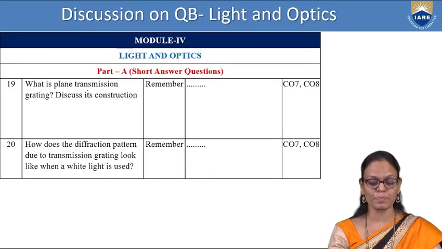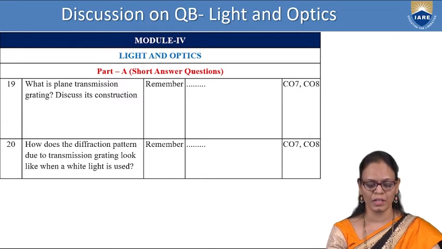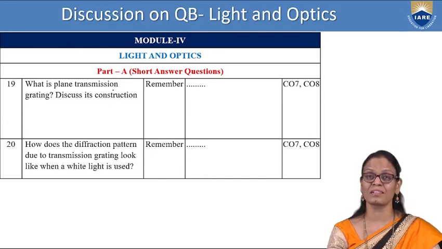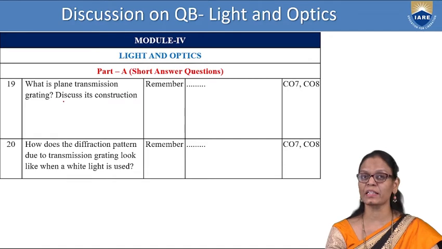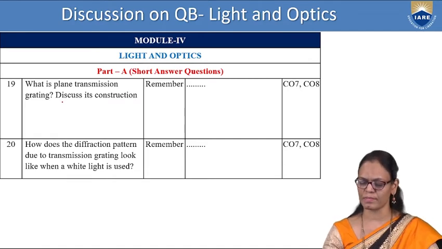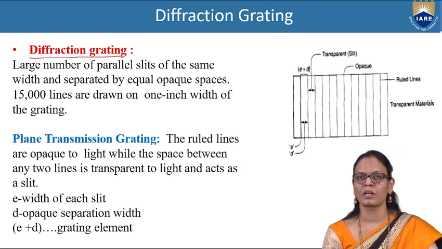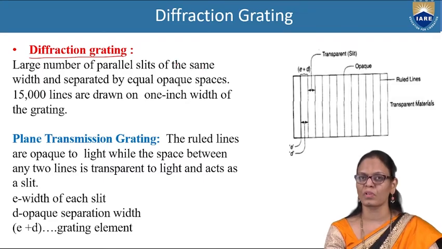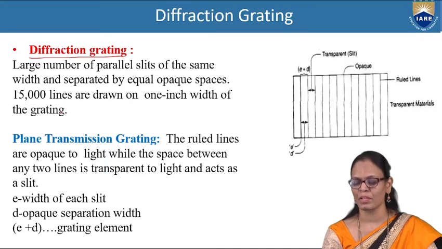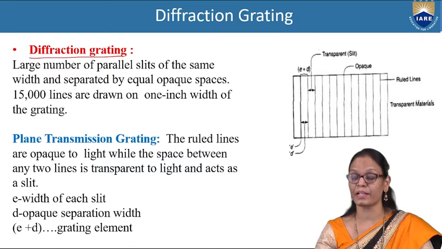Now the next one: what is a plane transmission grating? Discuss its construction. What is a grating and how are we getting that grating? We are going to discuss. So what is a grating? A large number of parallel slits of the same width and separated by opaque spaces. That means around 15,000 lines are drawn on 1 inch width of the grating. So I will explain the construction first, then we will see the plane grating.